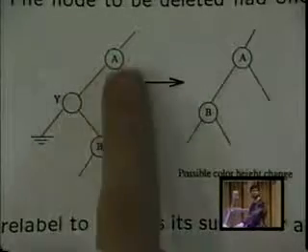Okay? If this guy was black, do we have any problems that we deleted? Why do we have a problem? Well, two potential problems. First of all, these guys might both be red, and second of all, these guys down here have lost a black ancestor. So we're going to have to take care of that problem. Okay? What was the third case?